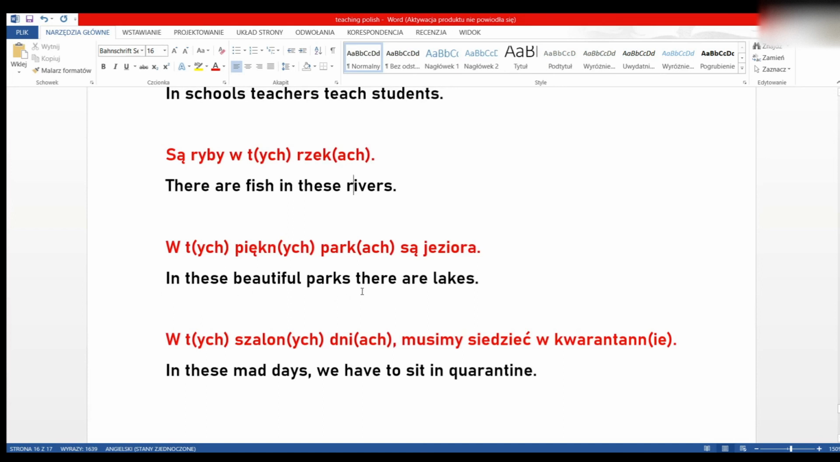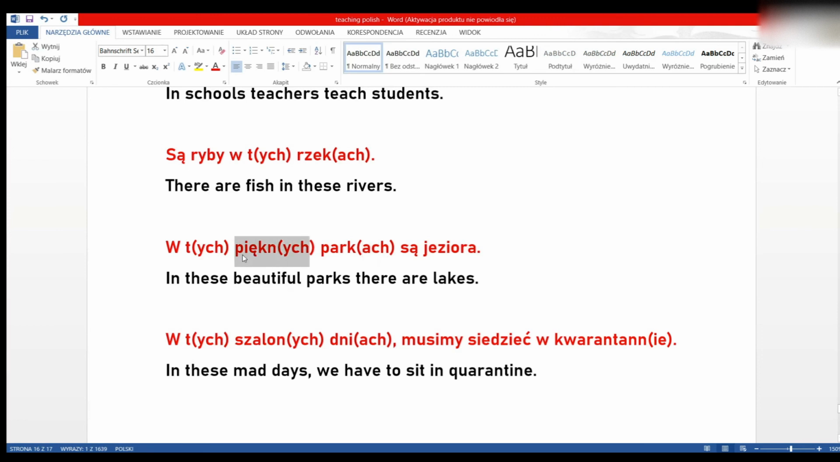In these beautiful parks, there are lakes. W tych pięknych parkach są jeziora. Okay? So, te, which is the plural, or ci, becomes tych. Because it's in plural. Piękny becomes pięknych, normal. Park, parkach. So I don't think it is really complicated here. You're just going to have to know where to add this ich or ach.